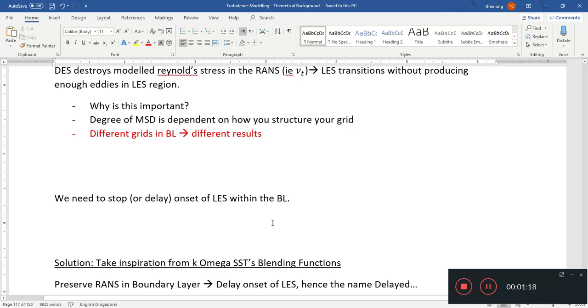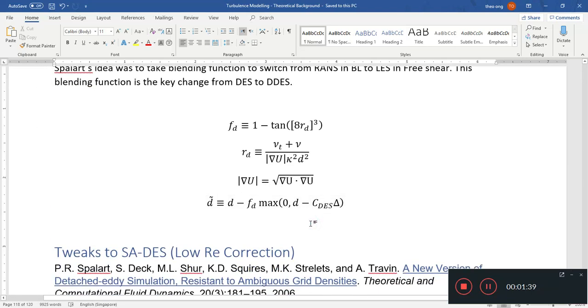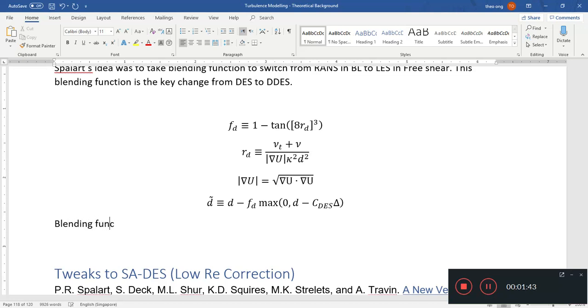It is grid dependent, and depending on how you structure your grid around the surface, you will have different results, and that's very troubling. So you want to get rid of this phenomenon so that the model stress depletion isn't based on your grid. All these blending functions are to get rid of MSD, model stress depletion, which is based on grid structure in the boundary layer.